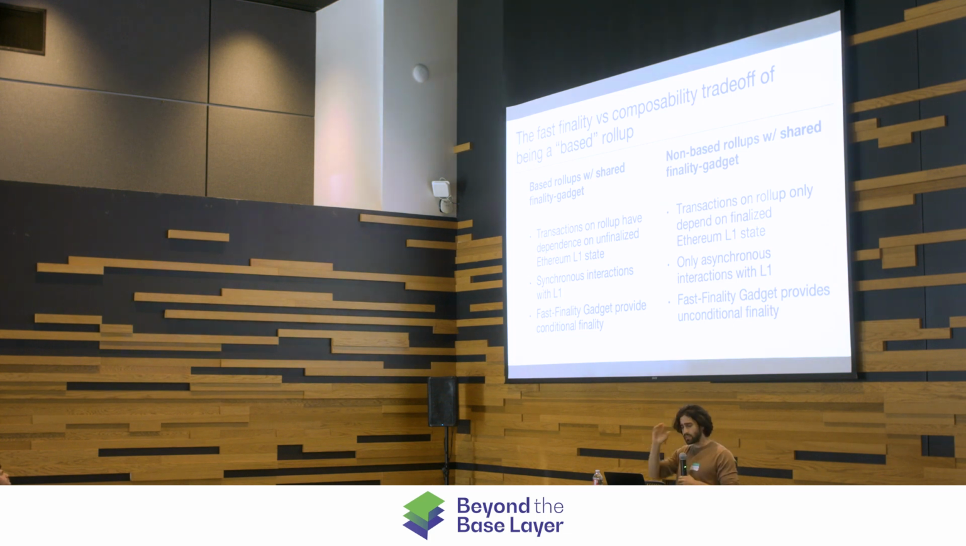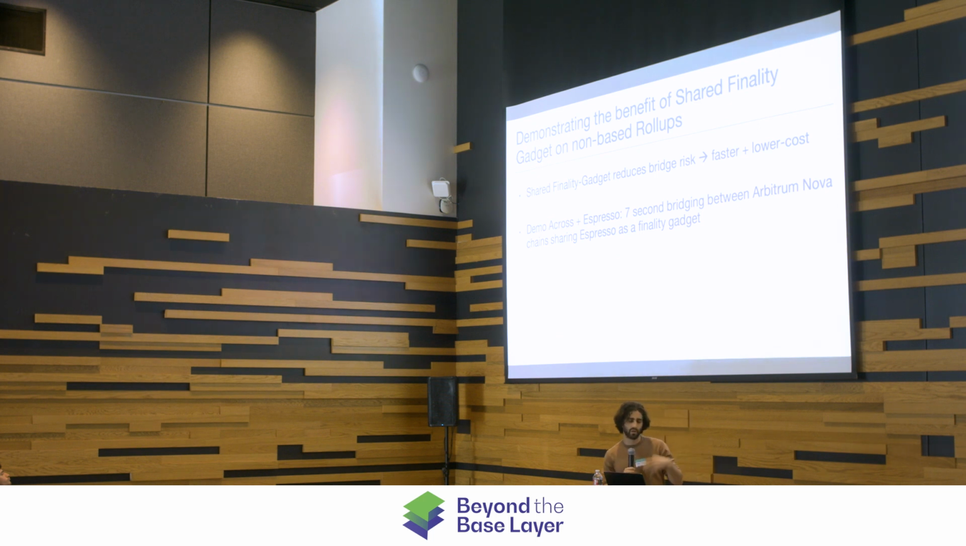So there is still a finality versus composability trade-off of being a base rollup, because maybe for peer-to-peer trades there isn't so much dependence on the state of the Ethereum L1, but anything that involves maybe a trade in Uniswap is going to depend on the state of the Ethereum L1. So base rollups with a shared finality gadget still have only conditional finality, whereas non-base rollups don't have synchronous interactions with the L1. They only have asynchronous interactions, but they get this unconditional finality. And this unconditional finality is something that's very, very powerful.